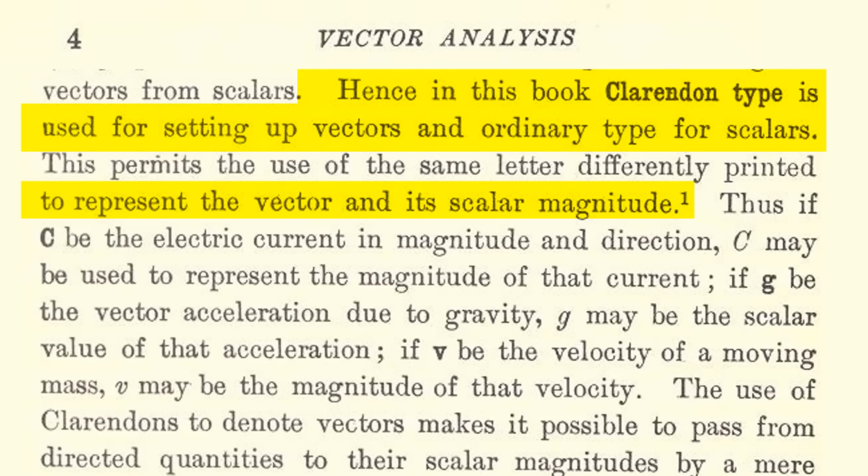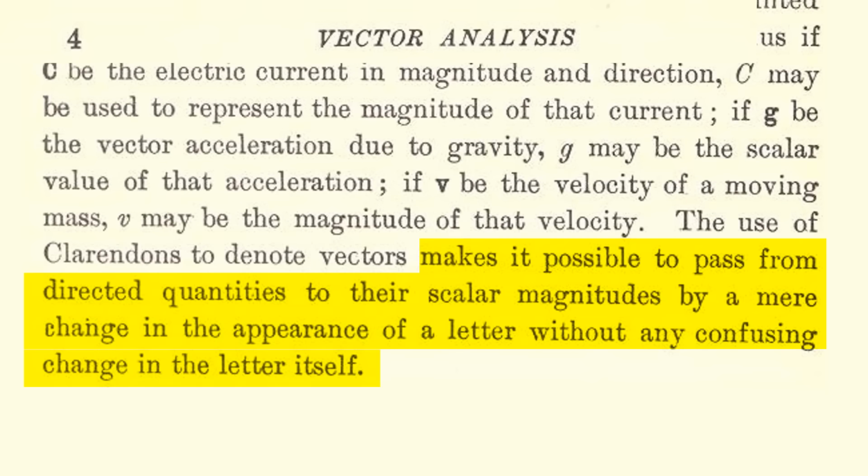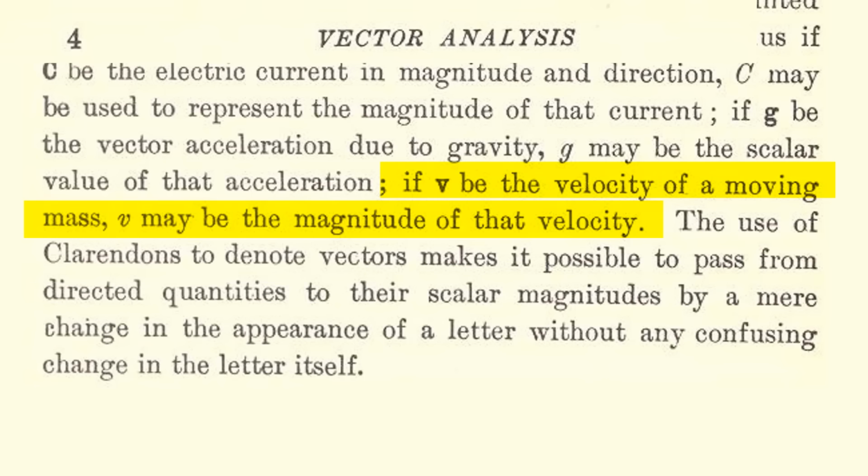Wilson then made several minor changes to vector analysis that were to have a lasting impact on modern mathematics due to the clarity of the thought on how to improve instruction and learning. First, Wilson repeated Heaviside's idea of a different font, the Clarendon font, for vectors, so it's possible to pass from directed quantities to their scalar magnitudes by a mere change in appearance of a letter without any confusing change in the letter itself, like bold V for the velocity of a moving mass and unbold V for the magnitude of that velocity.